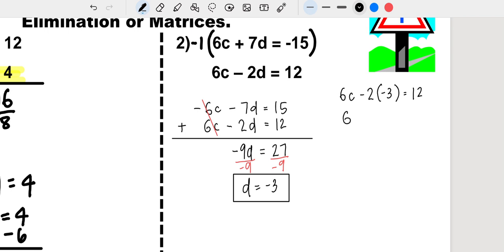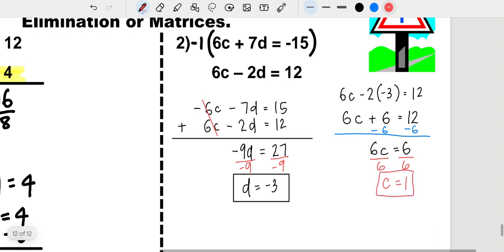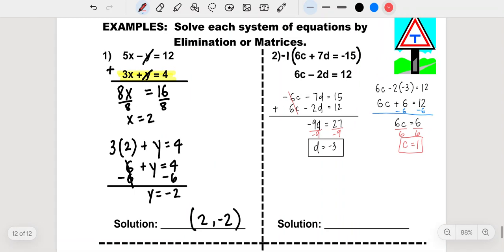So 6c, and negative 2 times negative 3 will get us a positive 6. We'll subtract 6 from both sides. 6c equals 6. And then we'll divide by 6. C equals 1. Okay, so the ordered pair at which these two will intersect, the solution, would be 1 comma negative 3.